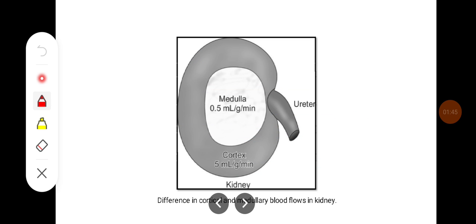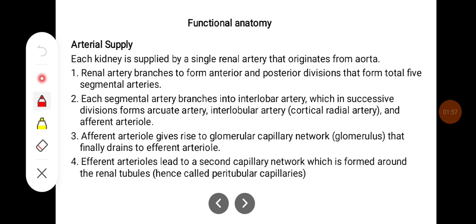You can see differential blood supply to the cortex and the medulla. The medulla receives less blood supply compared to the cortex. Each kidney is supplied by a single renal artery that originates from aorta. The renal artery branches from anterior and posterior divisions that form total 5 segmental arteries.